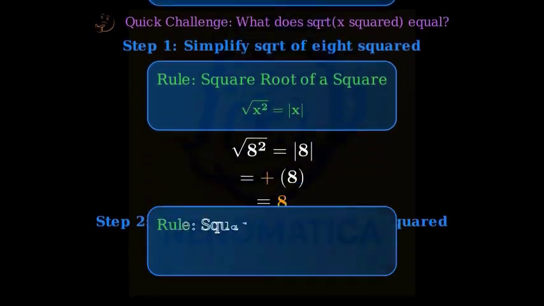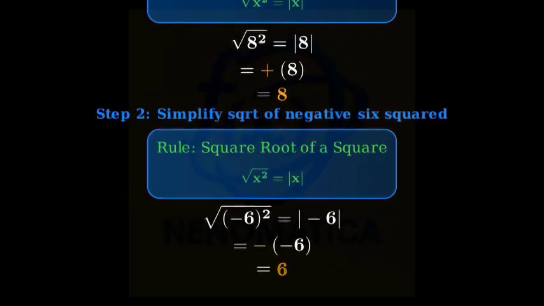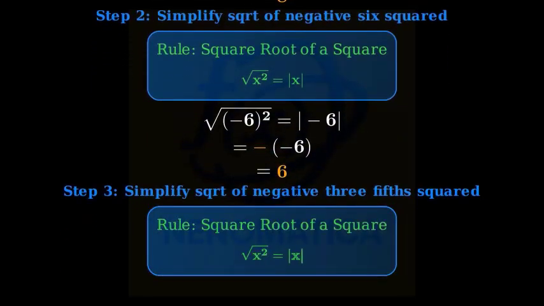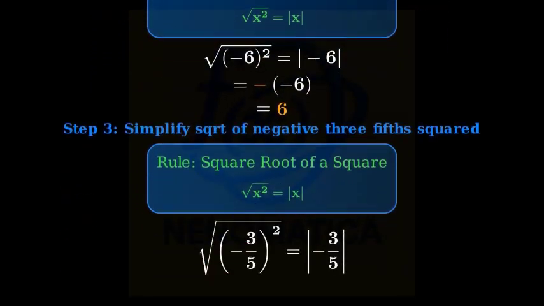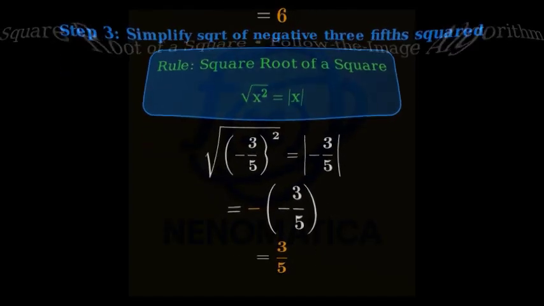Simplify the square root of negative 6 squared. Again, the square root of a square equals absolute value. The absolute value of negative 6 is positive 6. Step 3. Simplify the square root of negative 3/5 squared. Use the same rule and take the absolute value to make it positive 3/5.